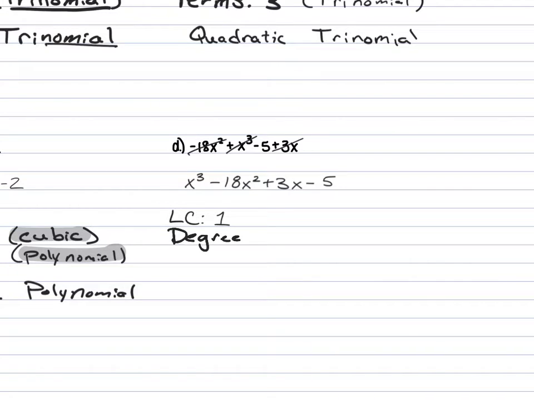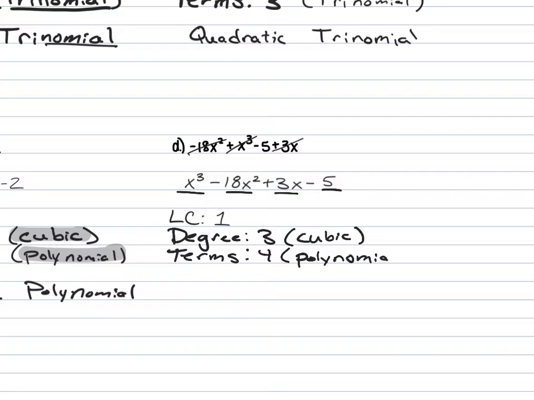And let's just make a note. What do we call something with a degree of 3? Cubic. That's cubic. And then there are 4 terms. Okay, so the number of terms is 1, 2, 3, 4. That's 4 terms. What do we call something with 4 terms? A polynomial. Remember, the terms are going to be the nomial ones. So my final answer will just be cubic polynomial.